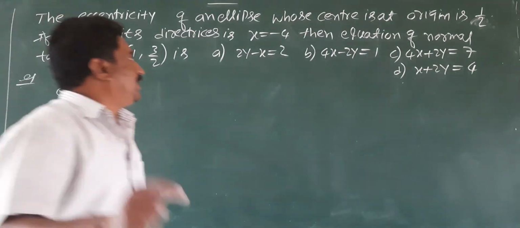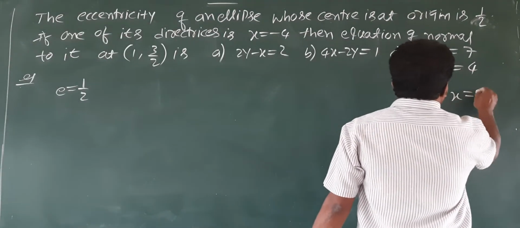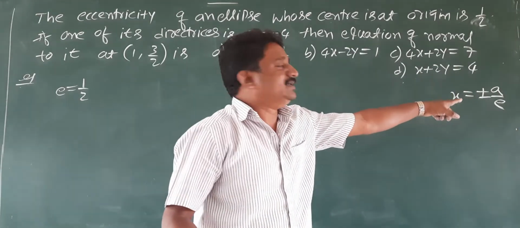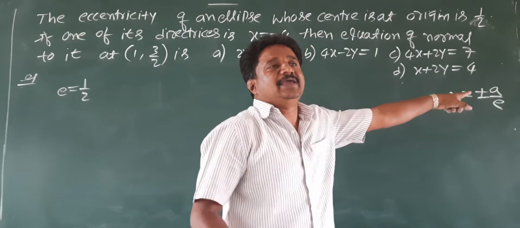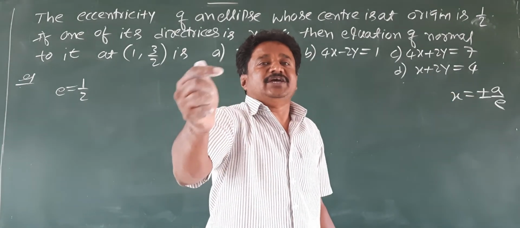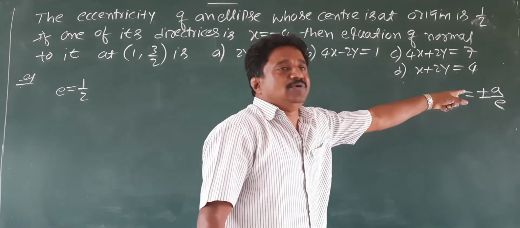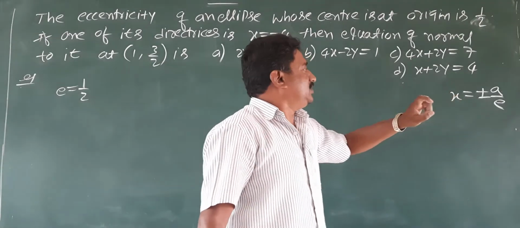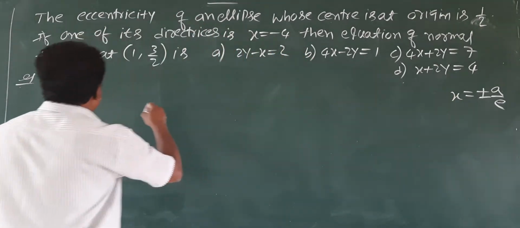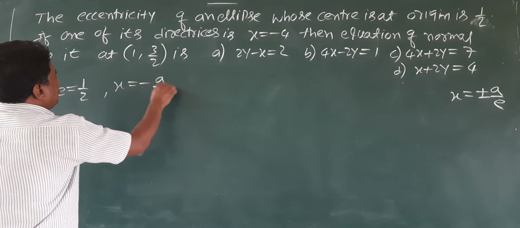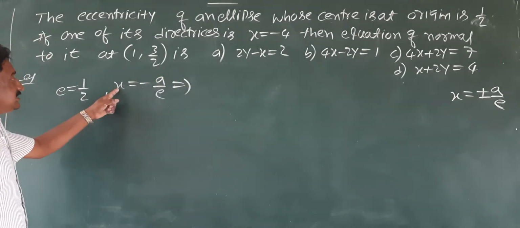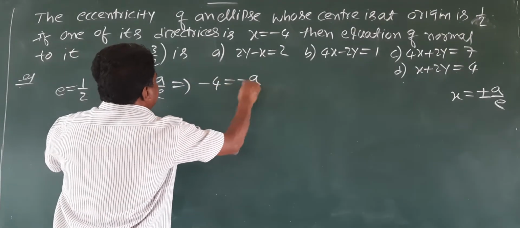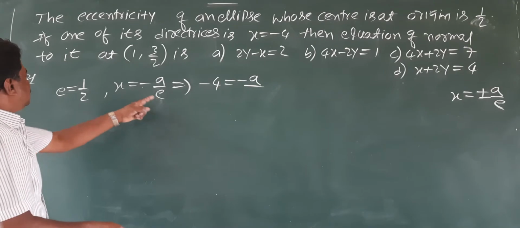Tell me the equations of directrices, students. x is equal to plus or minus a by e. If a positive x value is given, you take the positive directrix. If a negative x value is given, you take the negative directrix. So I take x equals minus a by e. This implies the x value given, how much is x? Minus 4 equals minus a. e is also given, 1 by 2.